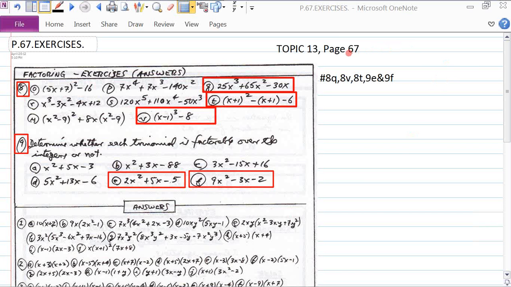We're on page 67, which is the last page for factoring on topic 13. And the problems we're going to do are 8Q, 8T, 8V, and then we're going to do 9E and 9F.